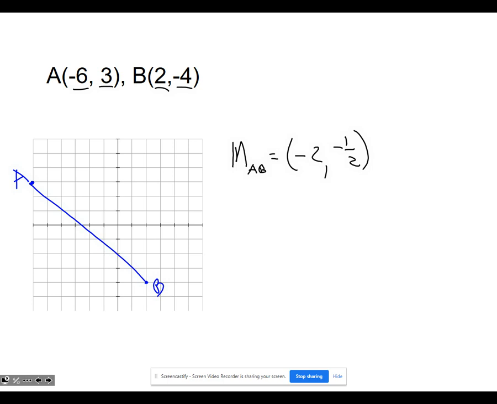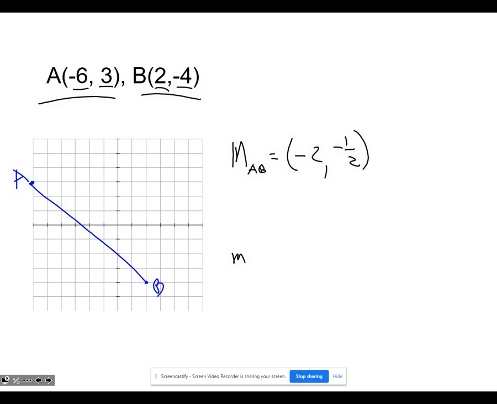Now, don't be fooled. I gave you some nice numbers here. Do you think you can ever get a point that would have fractions or decimals in it? Of course you can. Mixed numbers could be harder than just adding and subtracting some whole numbers.